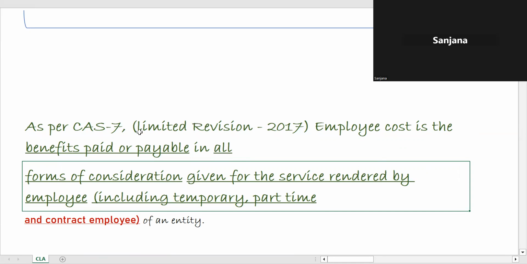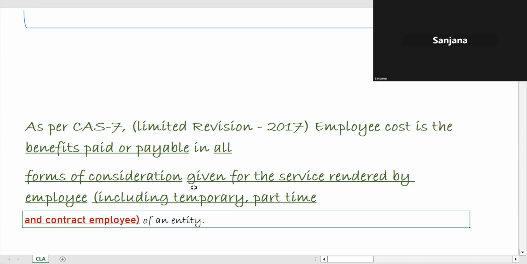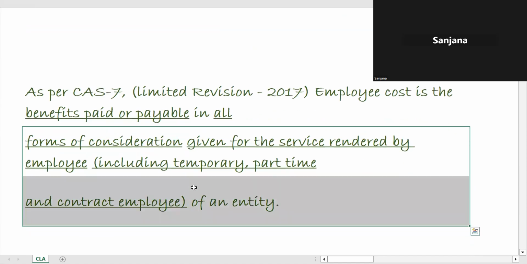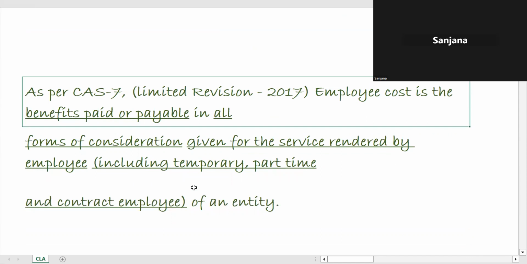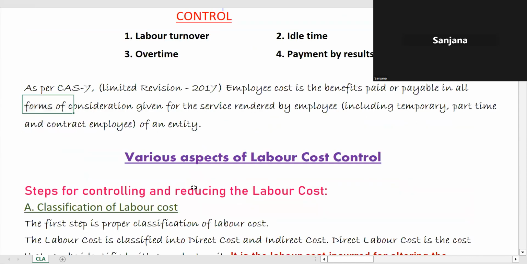Okay, so how CAS 7 has defined labor cost is employee cost. It's benefit paid or payable, that is the salary and wages paid to employees, whether in cash or kind, for the service he has rendered for the organization. That's it. And the last point is it includes temporary, part-time and contract employees. So labor cost is for all kinds of employees. It can be your permanent employee on your rolls, a contract employee or a part-time employee. Everything goes into labor cost. Fine. So this is how CAS 7 defines labor cost.